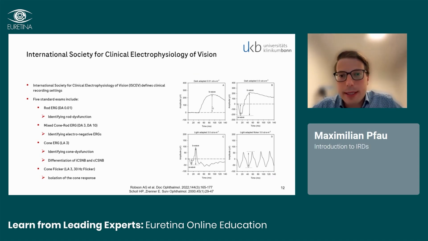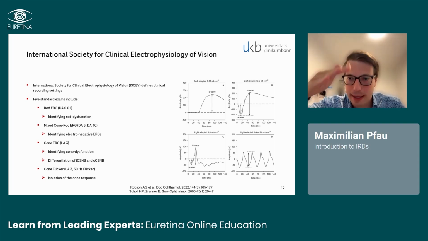And you should also be aware of the ISCEV standard ERGs and what they are actually looked for. The dark adapted rod ERG is ideal to identify subtle forms of rod dysfunction, for example, in very, very early retinitis pigmentosa stages. Then the dark adapted bright flash ERG, or the mixed cone rod ERG, or the DA3 ERG, depending on the nomenclature in your hospital, is especially helpful in identifying electronegative ERGs, because then you can see the A wave pulling it to the negative, and then the lag of the B wave, so the ERG stays below the zero line.